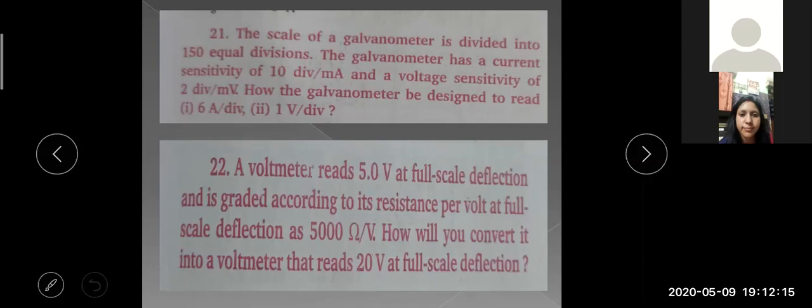And the last question is, a voltmeter reads 5 volt at full scale deflection and is graded according to its resistance per volt at full scale deflection as 5000 ohm per volt. So how will you convert it into a voltmeter that reads 20 volt at full scale deflection? So solve this question by yourself, as we have done in previous questions.